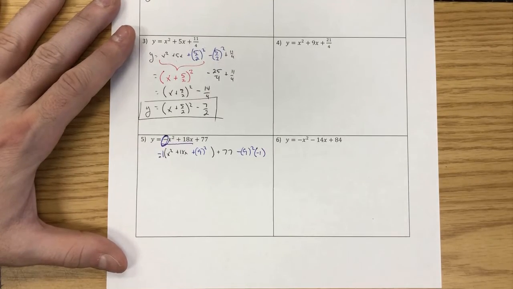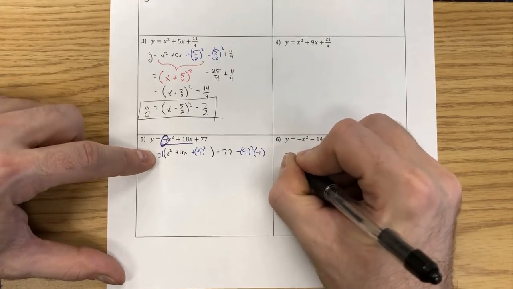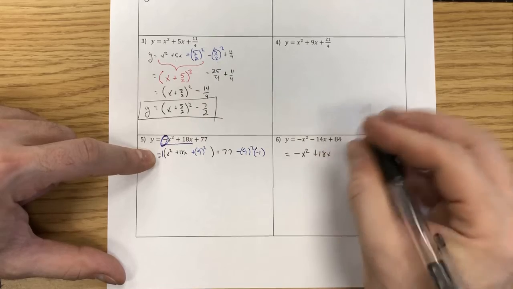And we would see that if I were to work this out, so let's say that was a negative x squared plus 18x, actually that's a minus.